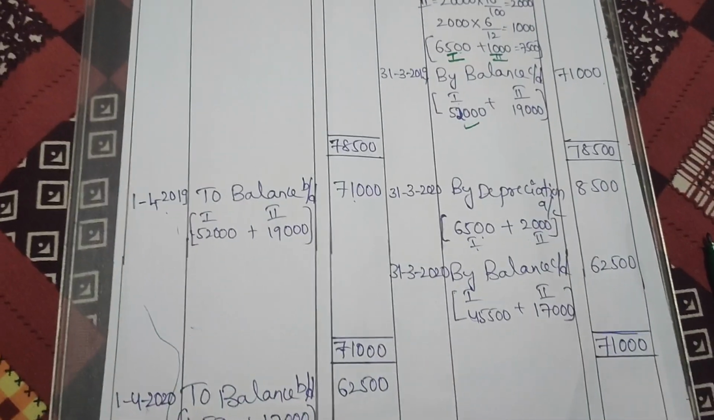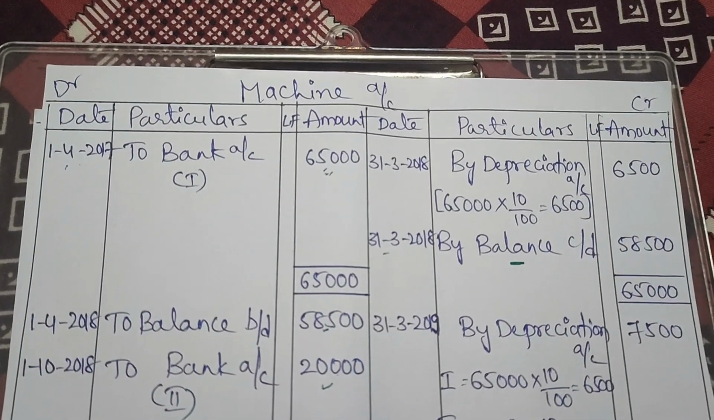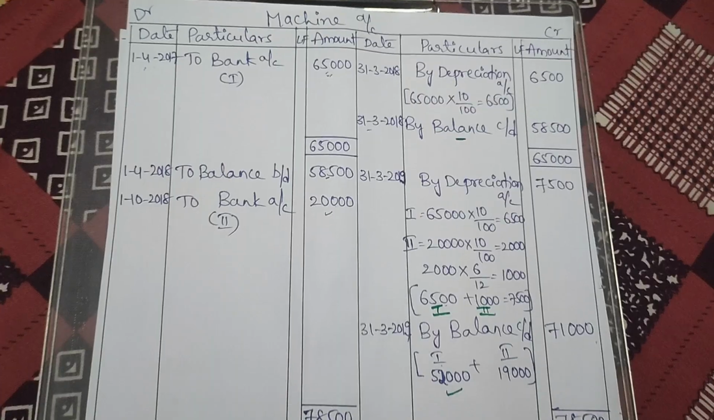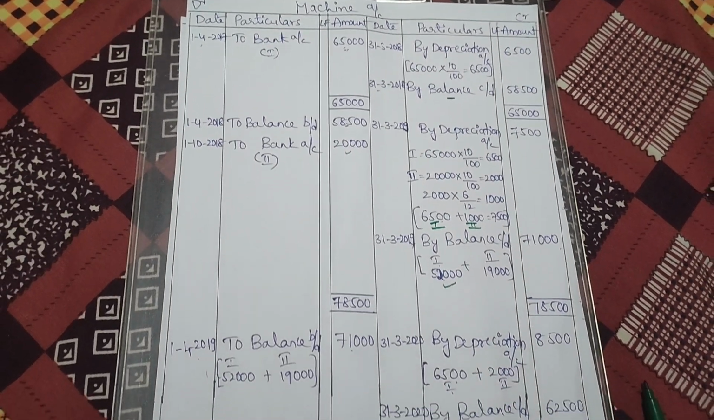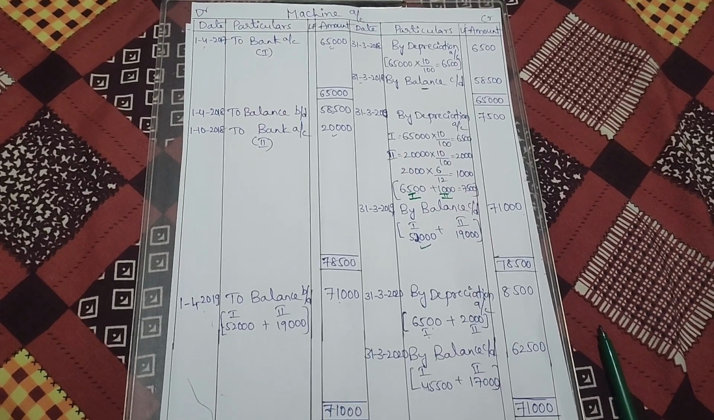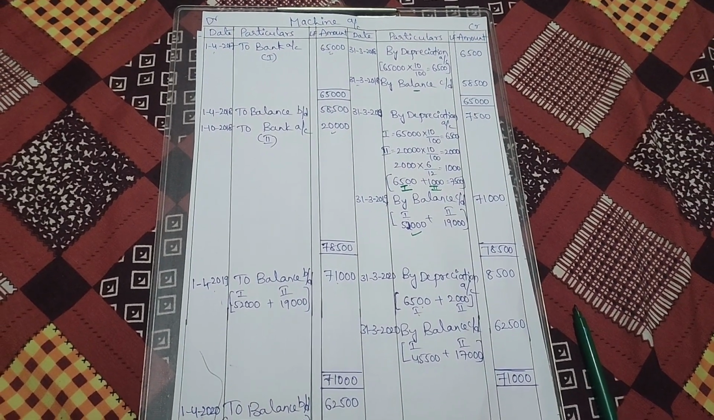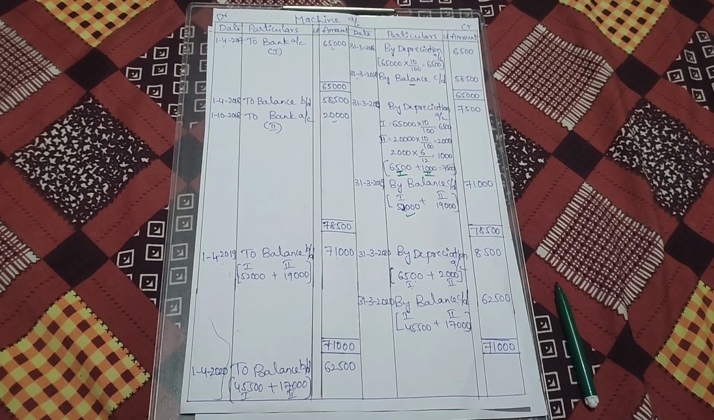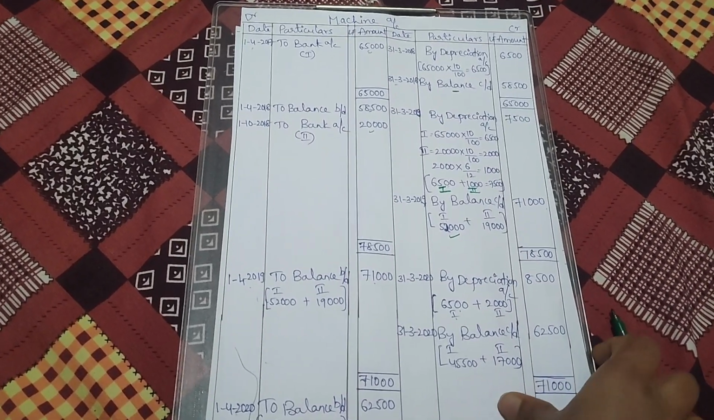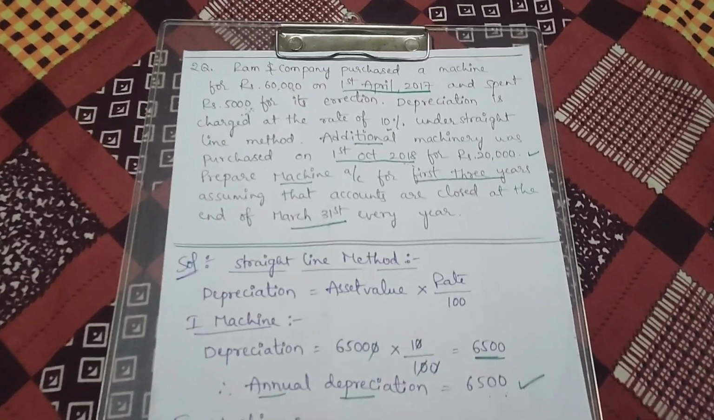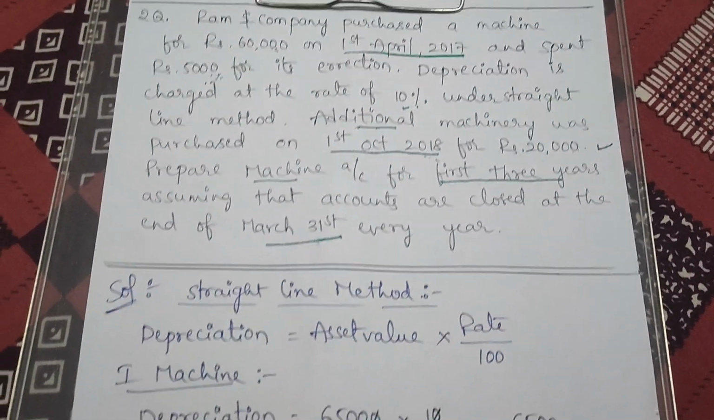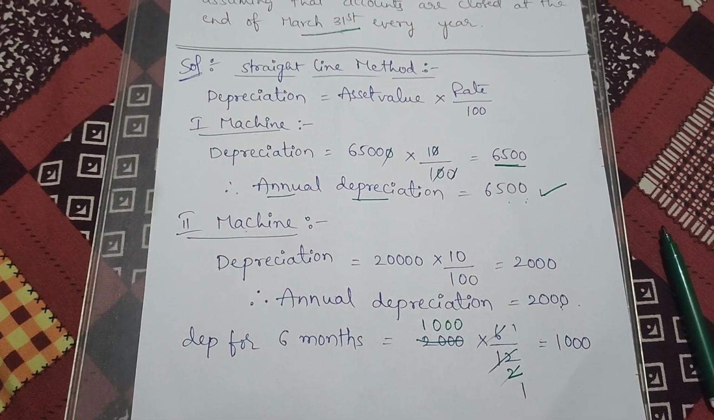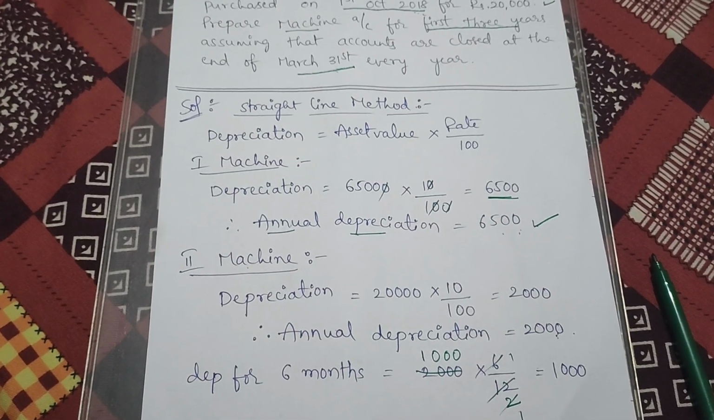I'll show the solution once clearly, you just observe it. Machine account, first year. Next, second year. Next, third year. Hope this is clear for everyone. And I'll show the previous one also. This is question, and this is calculation. Hope this is clear.